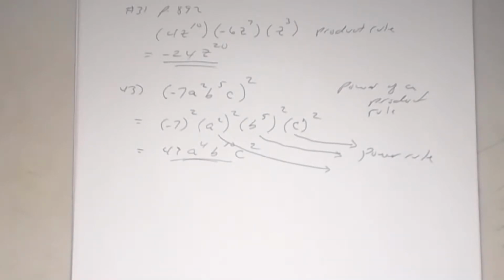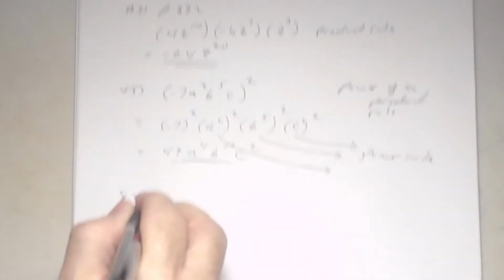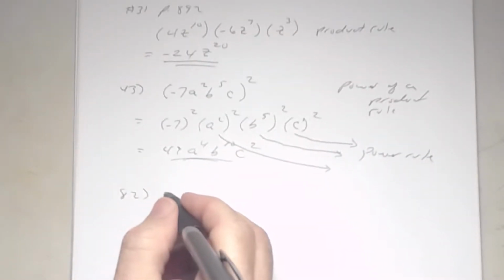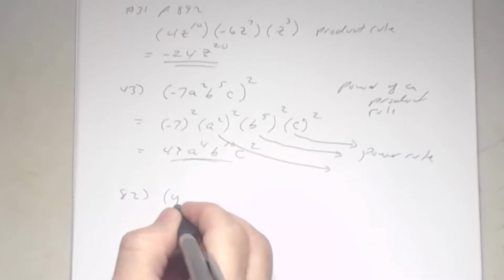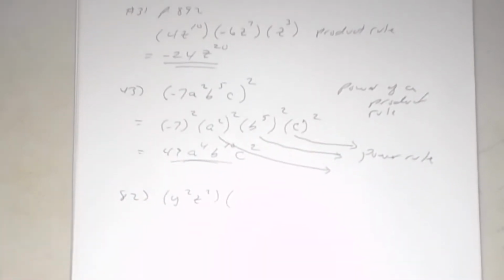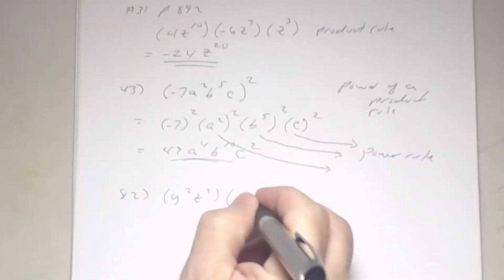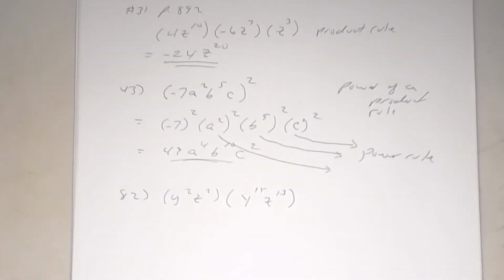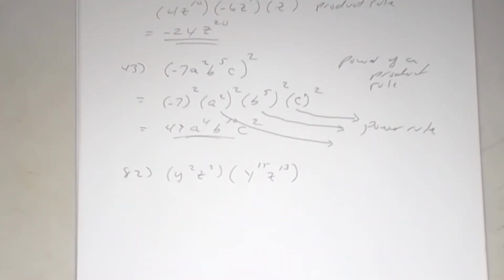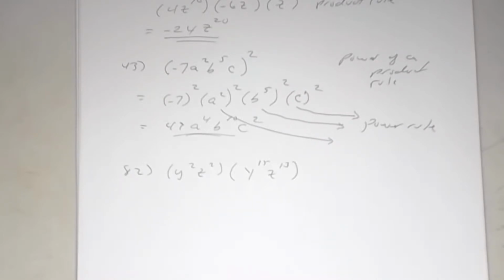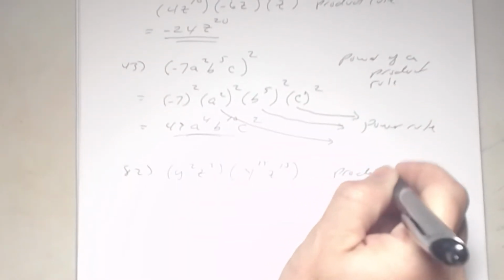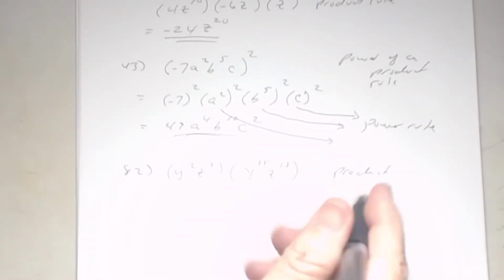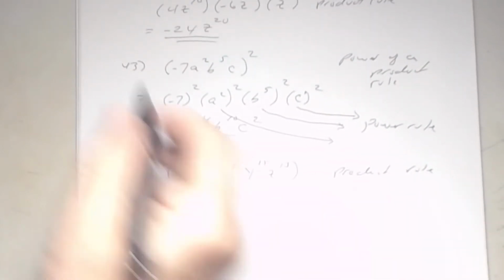82 looks like this. All right, 82, you have y squared z squared times y to the 15th z to the 13th. All right, again, what rule am I using here? The product rule. In fact, if you look at all the coefficients, what are they in both sets of parentheses? 1. So that one's easier than number 31.